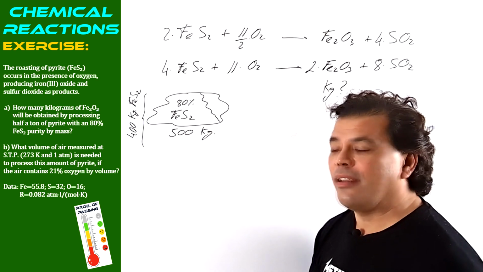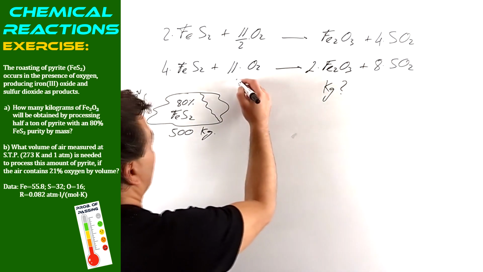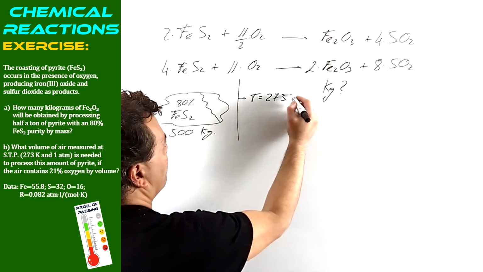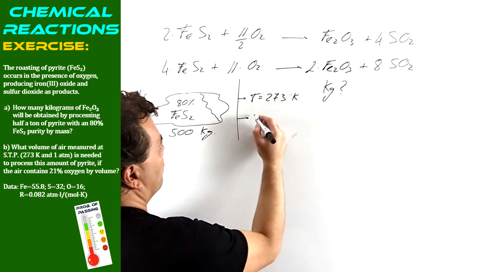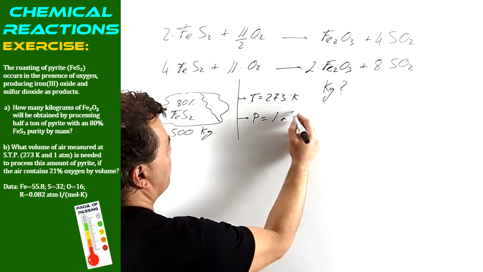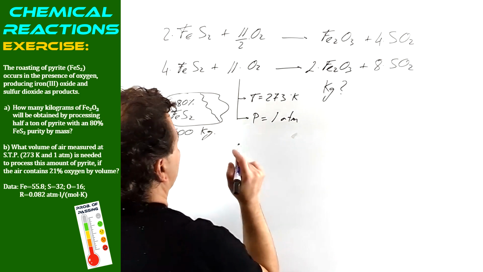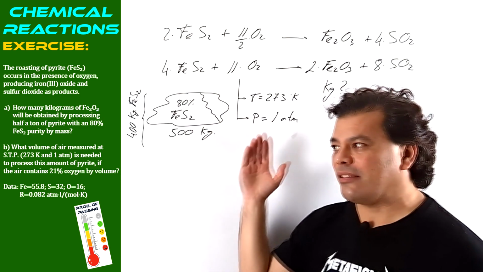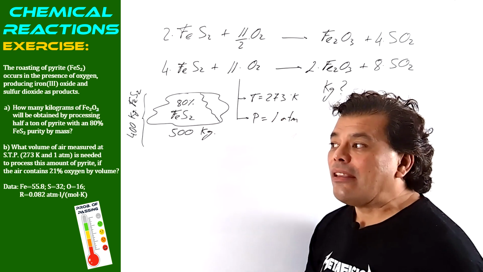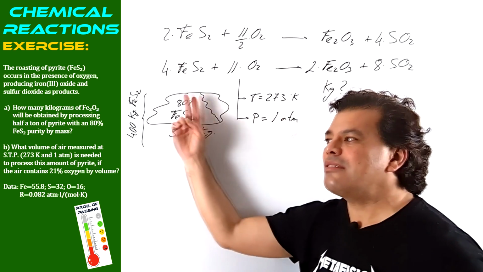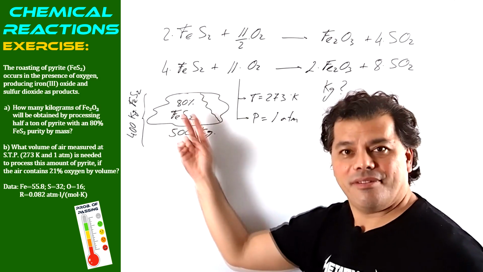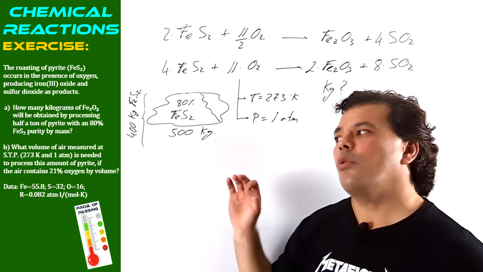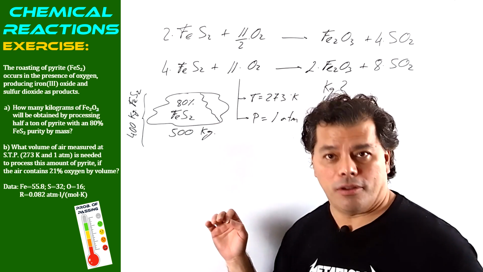temperature and pressure, that is 273 kelvins of temperature and pressure 1 atmosphere. Okay, these are the conditions. What volume of air measured at standard temperature and pressure is needed to process this amount of pyrite, if the air contains 21% oxygen by volume?